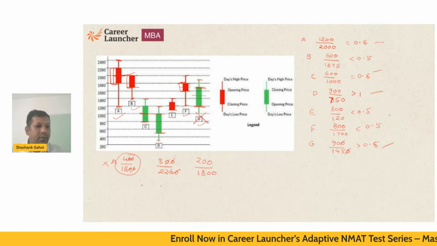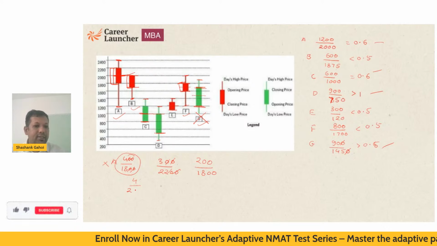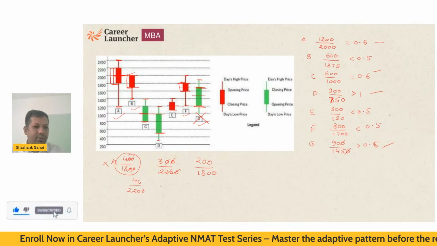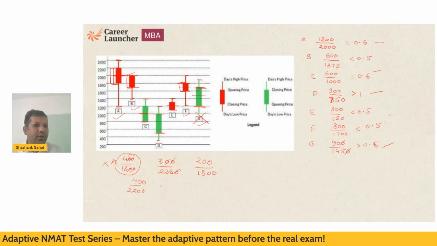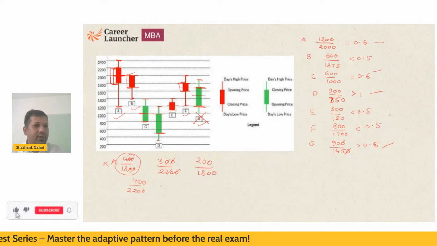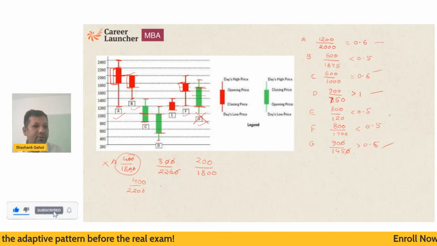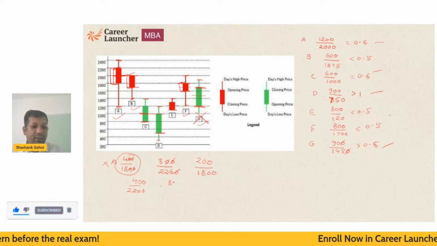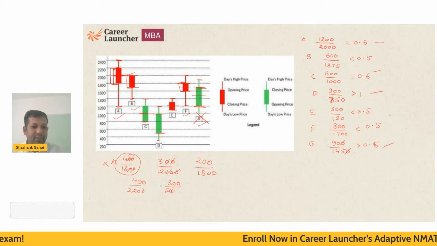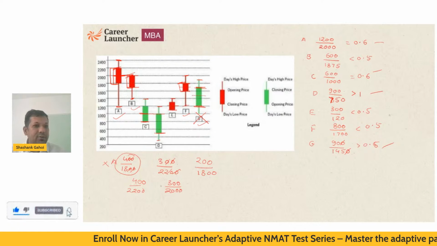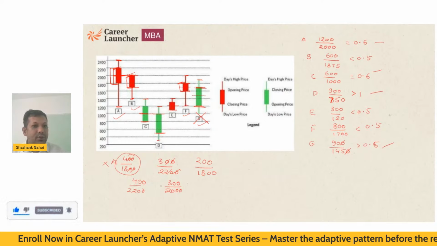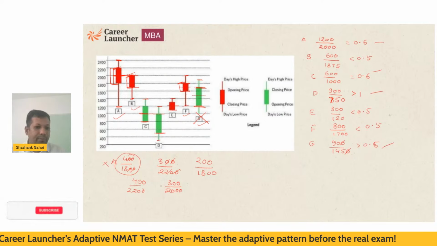Oh, I am making a blunder. That is not 4 by 18. That is 400 by 2200. What is happening to me? So the loss is 400 divided by 2200. This is 300 divided by 2000. I made a blunder in this. Like the previous one, I am reading the numbers wrong. The loss is 300. This is 2000. This is 200 divided by 1800.